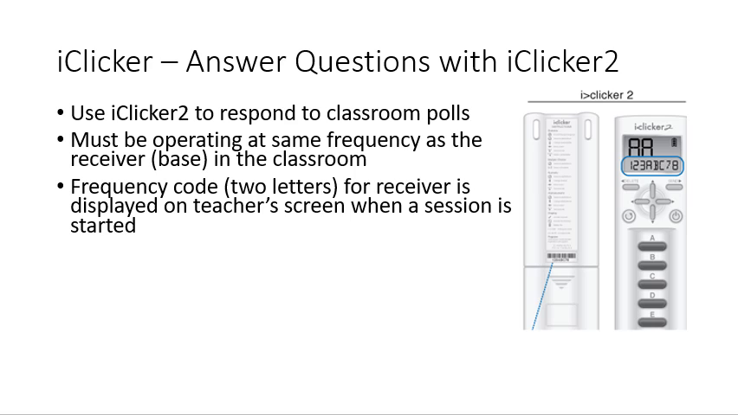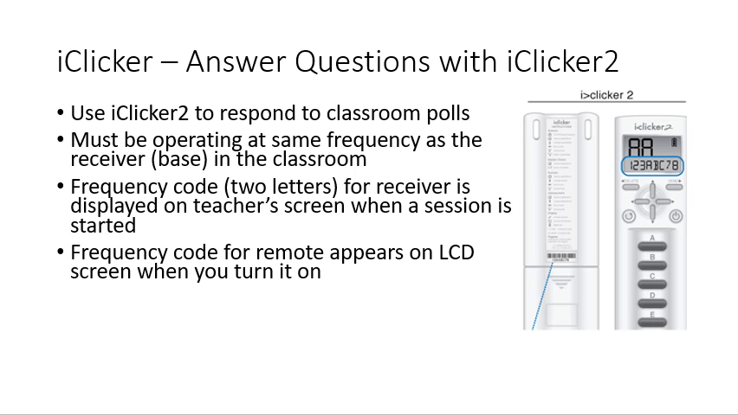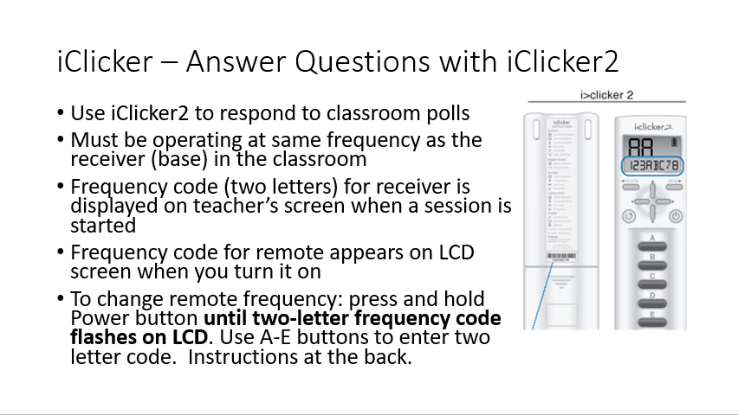The frequency code for your remote appears on its LCD screen when you turn it on. In the example shown here, the remote has a frequency code set to AA. If you need to change the frequency code of your remote, press and hold the power button until the 2-letter frequency on the LCD screen flashes. Then use the A through E buttons to enter the new 2-letter frequency code.